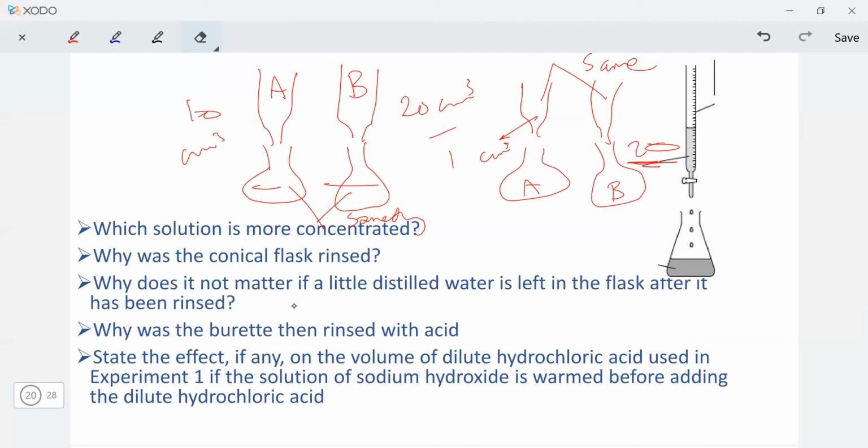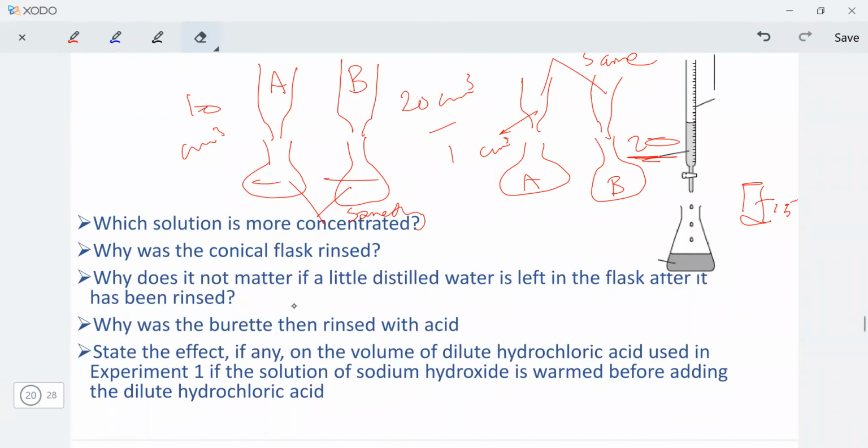Why is the conical flask rinsed? So why do I rinse? This is also a repeated question. To remove impurities, or to remove solution from the previous experiment. Why doesn't it matter if a little distilled water is left in the flask after it has been rinsed? Let me repeat here. How can we fill the flask? First of all, I'm going to get a measuring cylinder. I'm going to measure, let's say, 25 centimeter cubic of my base, and I'm going to put it here. So if small droplets of water are left in the flask, this will not be a big deal. Why is that? Because it does not change the amount of the solution, as it was already measured using a measuring cylinder.